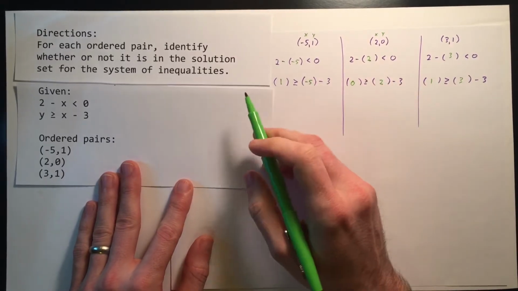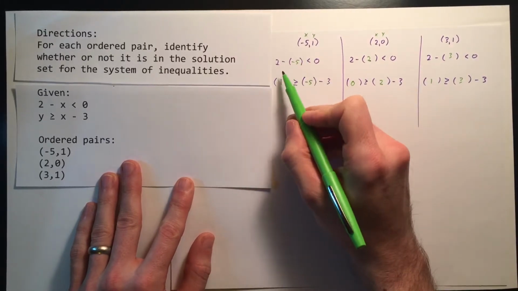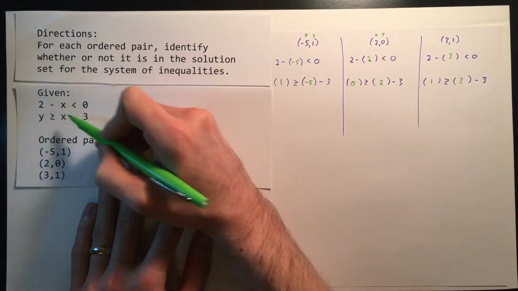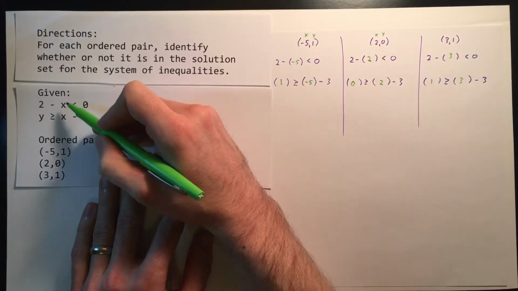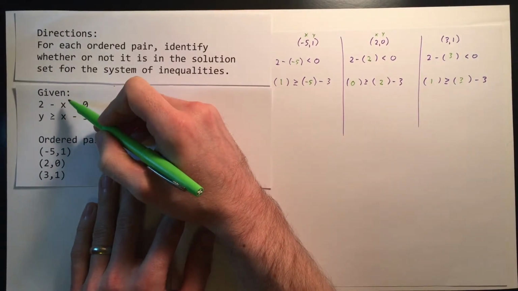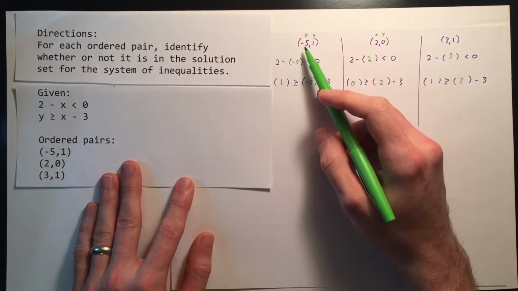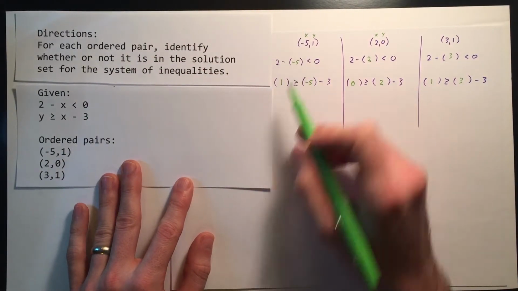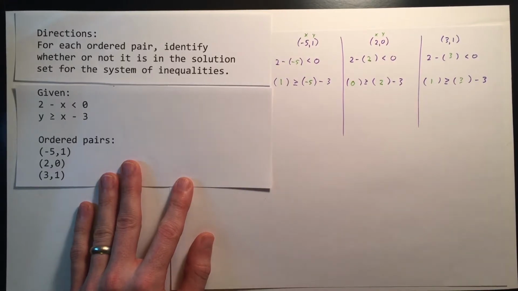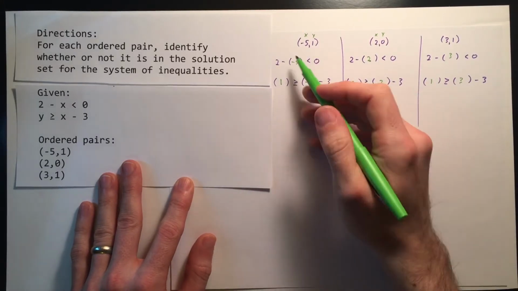It's a good idea to always write these problems down, especially when you have minus signs or negative signs in the inequalities in the problem that you're given, as well as in the ordered pairs that you're given. That can get pretty confusing if you don't write it down. So if you want to make sure that you get the problems right, it's usually a good idea to write them down on paper.